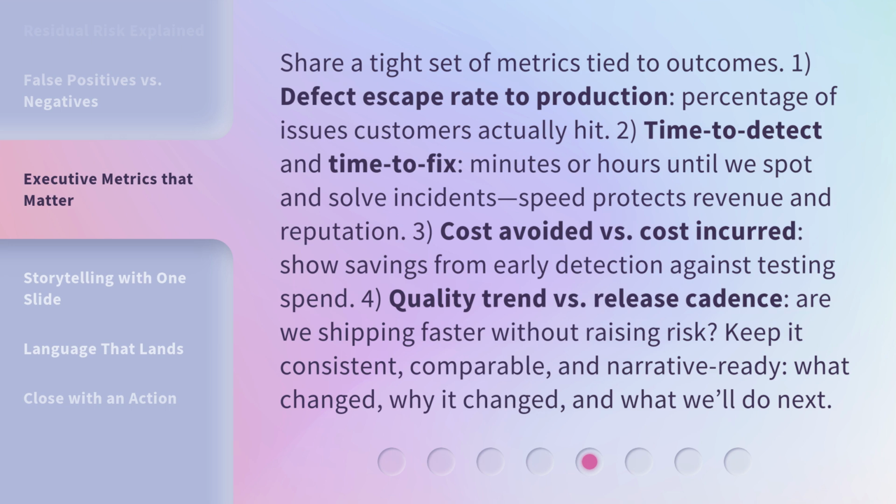3. Cost avoided versus cost incurred. Show savings from early detection against testing spend. 4. Quality trend versus release cadence. Are we shipping faster without raising risk? Keep it consistent, comparable, and narrative ready. What changed? Why it changed? And what we'll do next.